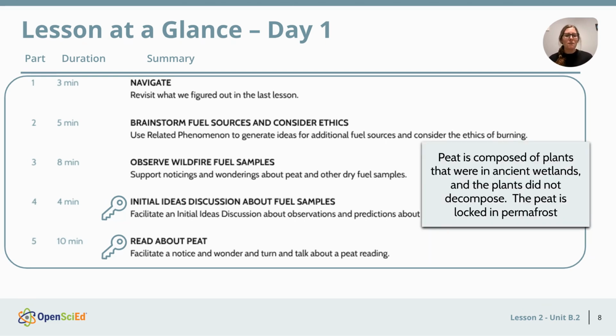Students are going to figure out that peat is composed of plants that were in ancient wetlands, and the plants did not decompose, and that the peat is currently locked in permafrost. Which leads us to wonder, how is fire from peat different?